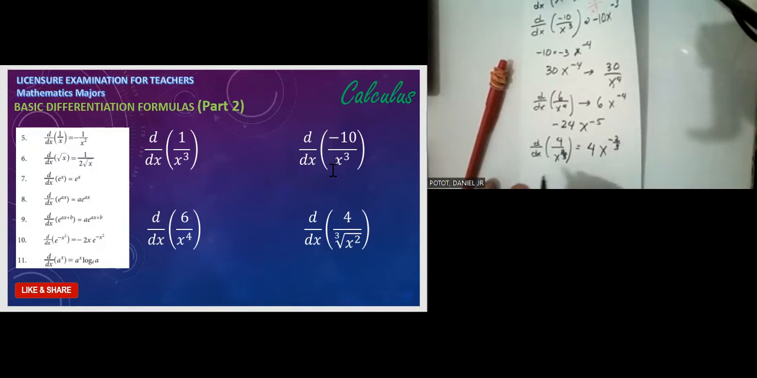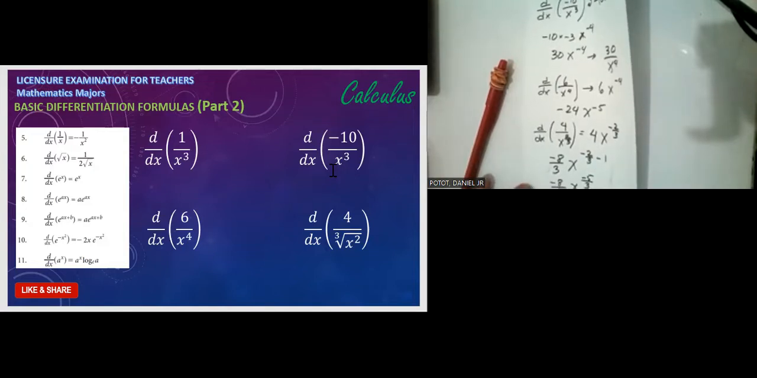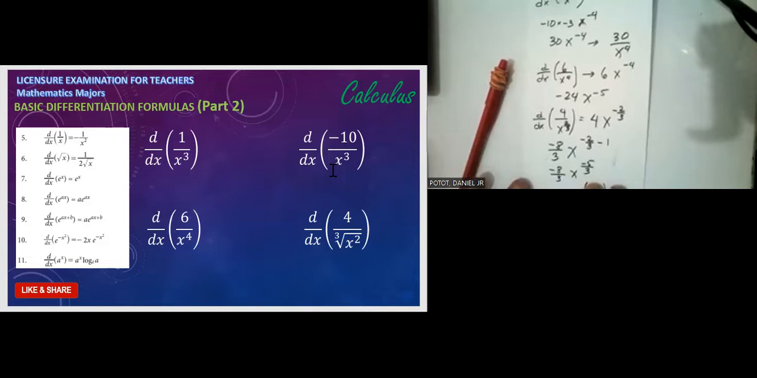So 4 times -2 out of 3 is equal to -8 out of 3. Then you have your x raised to -2 out of 3 minus 1. All right, so that one will give you -8 out of 3 x. So this is now -2 minus 3 here, -5 out of 3. So that will be your answer. Okay, -5 out of 3 there.